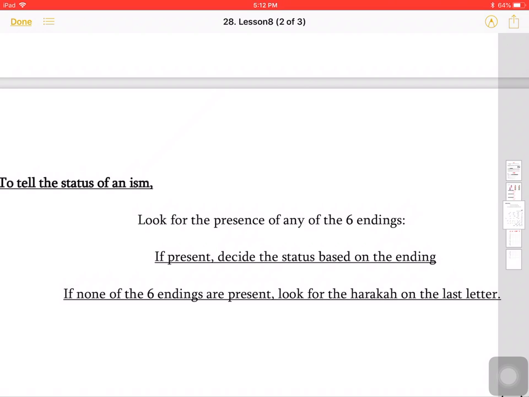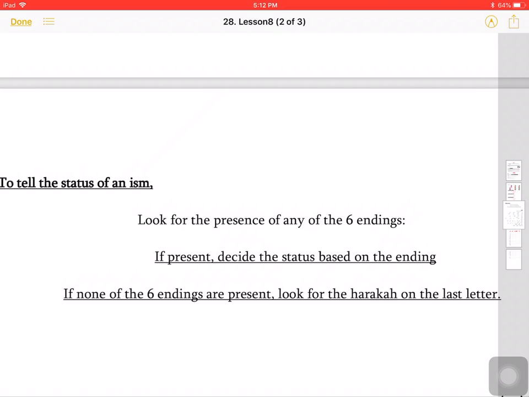If any of these endings is present, then I have to remember ani stands for raf. Aini stands for nasb or jar. Una stands for raf. Ina stands for nasb or jar. Atun stands for raf. Atin stands for nasb or jar.